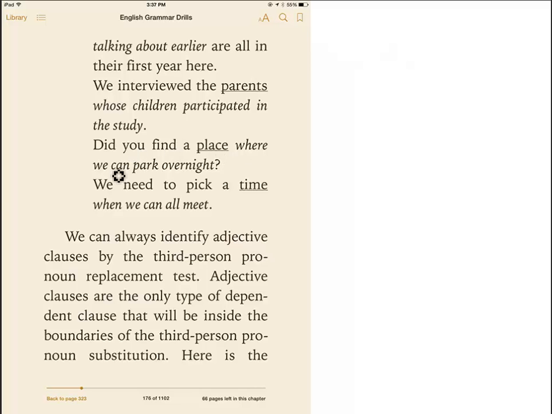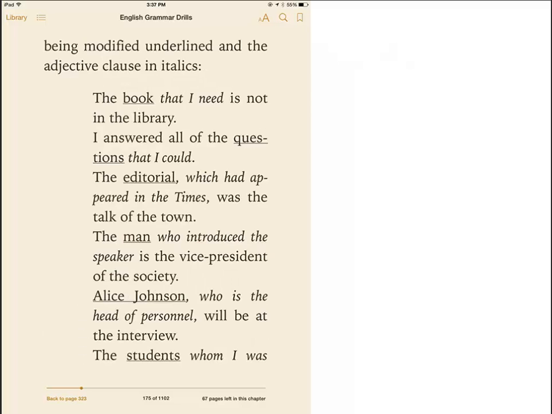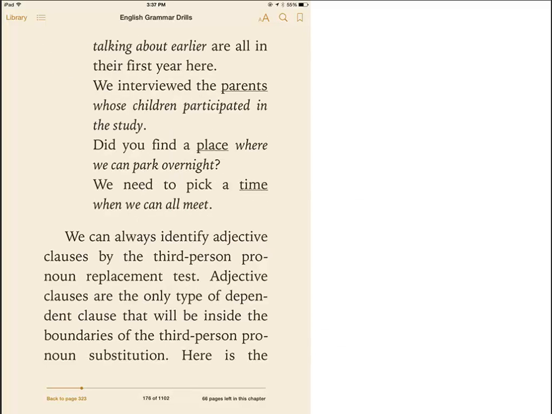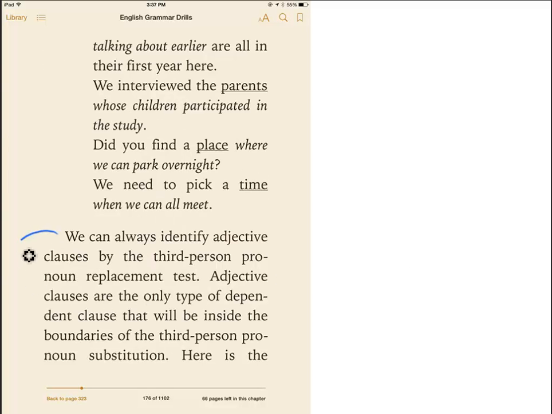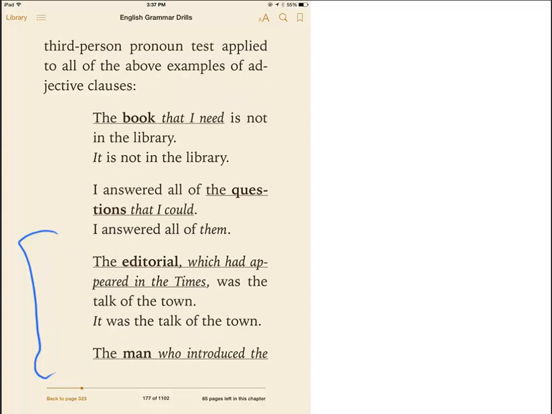Did you find a place where we can park overnight? Did you find it? Okay, we need to pick a time when we can all meet. So you can see that you can replace it with a third person, okay? All right, let's go on. And then this talks about the third person pronoun replacement test, just like we talked about earlier. Okay, and it takes you through them.